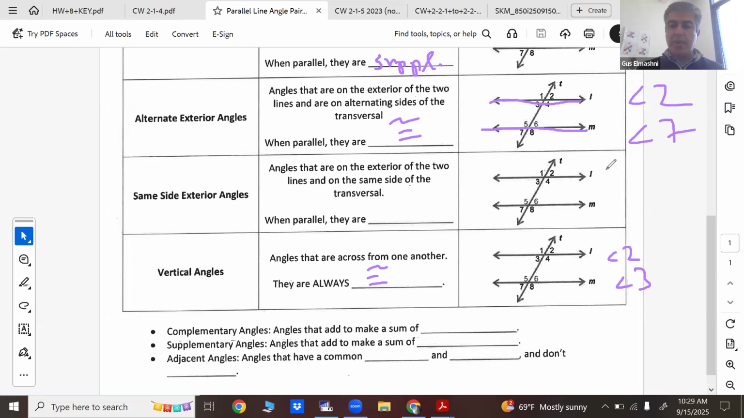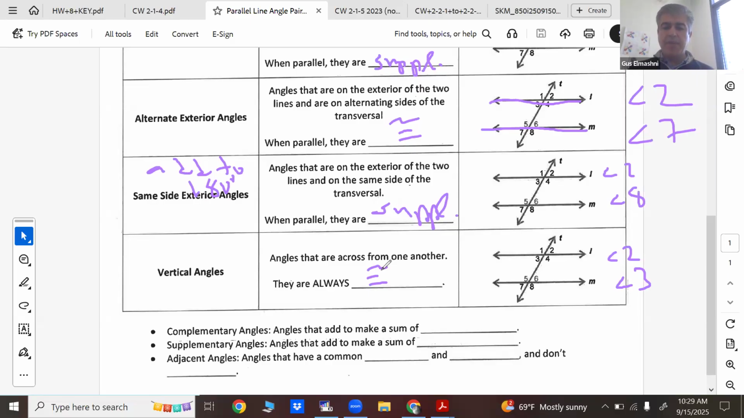Same side exterior would be like 2 and 8. Those are going to add up to 180, just like same side interior. We don't really look at that too much, but it's good to recognize. The 1 and 7 also, correct. Those would also be same side exterior. Going back to alternate exterior, 2 and 7 are alternate exterior, so are 1 and 8.